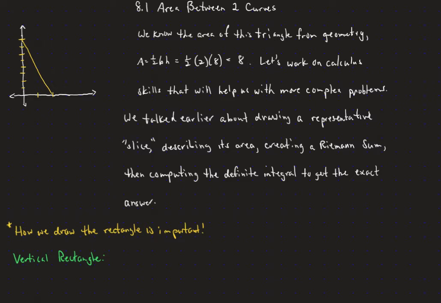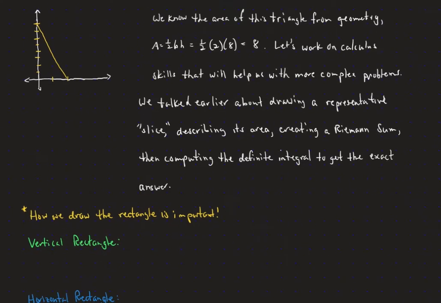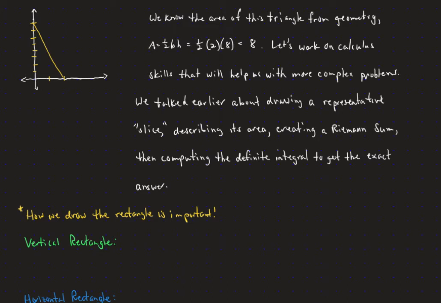Now, let's try to work on some calculus skills that will help us down the road when we do more complex problems. So we talked earlier about drawing a representative rectangle and then imagining creating a Riemann sum and then turning that Riemann sum into a definite integral. So as we're going to see, how we draw the rectangle is important. So first, let's imagine we're going to draw some vertical rectangles, something like this.